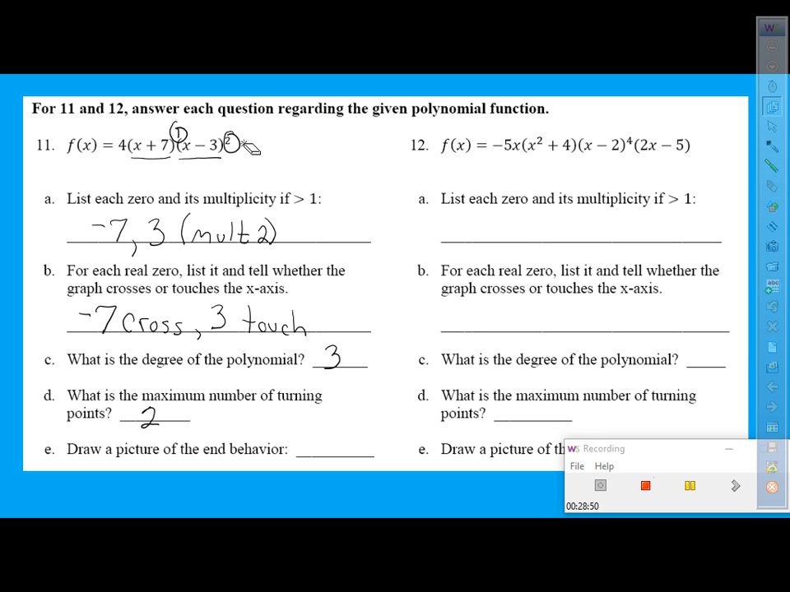And then remember a few days ago in class, draw a picture of the end behavior. It's a third degree polynomial. So I know that one end's going up and then one end's going down. If you look out here, see that positive number? So I know A is positive, so I know the right side's going to be going up. I know the left side's going to be going down.